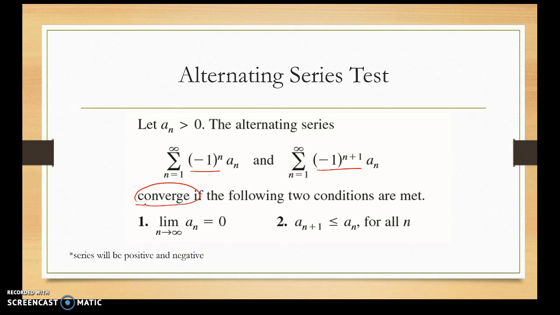The alternating series converges if the following two conditions are met. The limit of the nth term has to be 0, and a sub n plus 1 has to be less than or equal to a sub n for all n. Now, what does this mean? This means that if I define my sequence as a function, then my function needs to be decreasing, and therefore the derivative is going to be negative. So if a sub n is the term we start with, each successive term has to be less than the previous one.